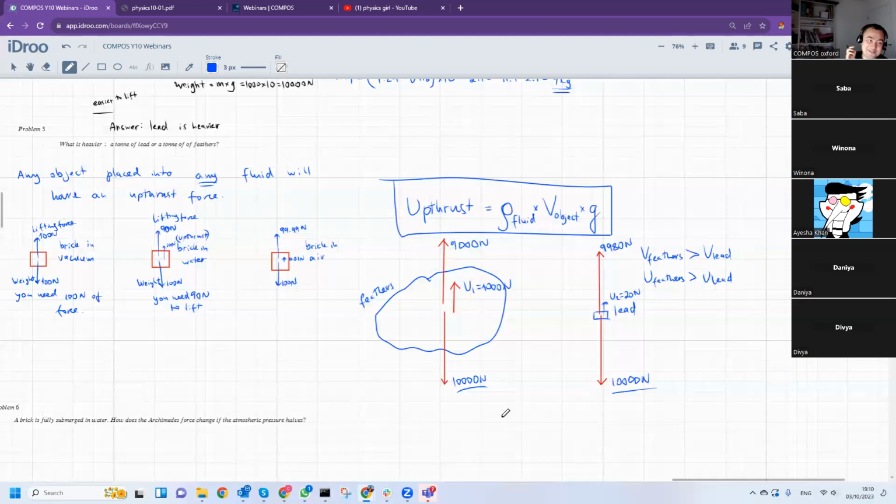So on a scale of 0 to 10, how well do you understand? Don't be shy. So feathers are more buoyant and therefore they're easier to lift, even though they are both heavier than air, of course. Ooh, that is much better. I like this much better than the previous problem. Very good.